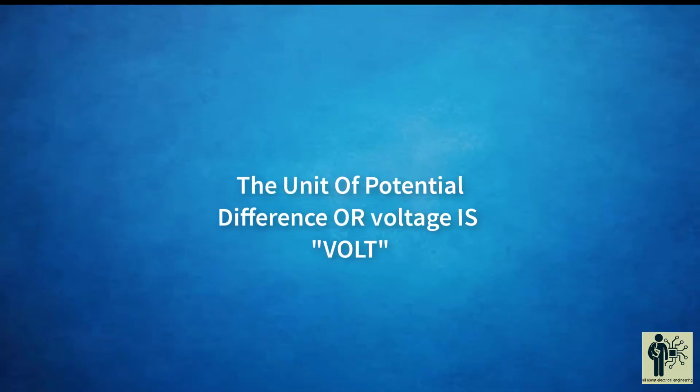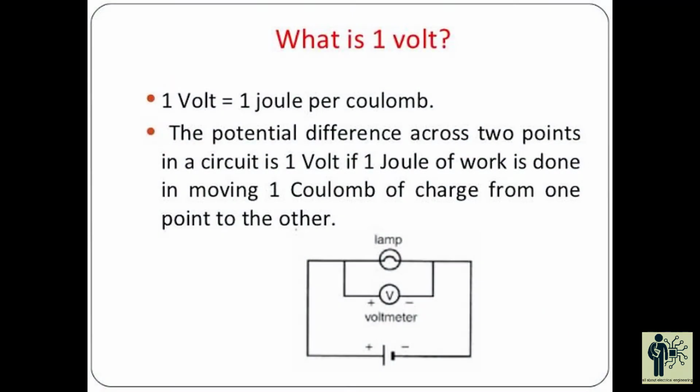The unit of potential difference or voltage is volt. 1 volt is equal to 1 joule per coulomb. The potential difference across 2 points in a circuit is 1 volt if 1 joule of work is done in moving 1 coulomb of charge from one point to the other.